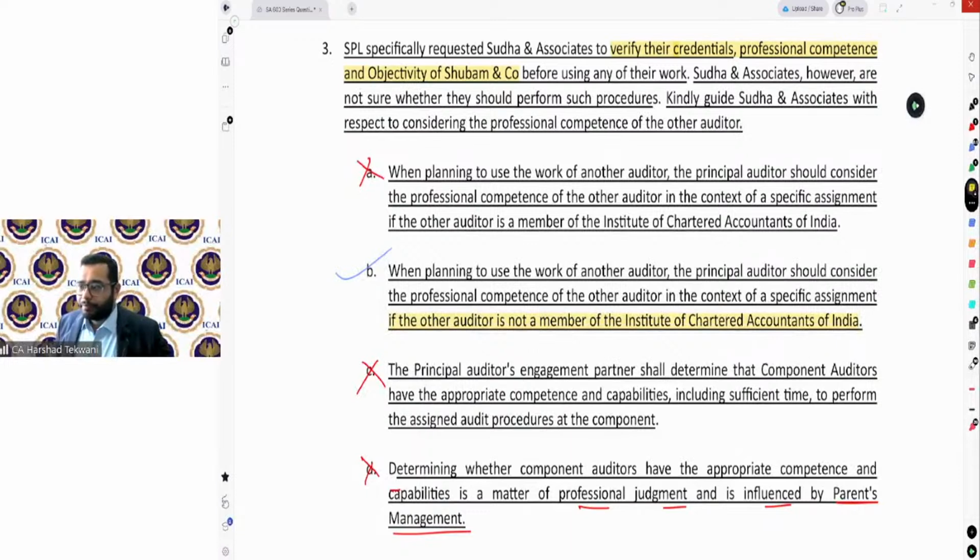Clear? Yes, Namrata. Yes, so the correct option is B. Any doubt, guys? Any doubt? Any doubt, guys?